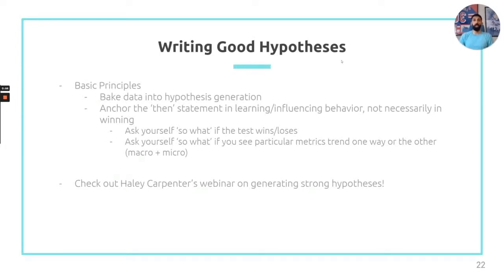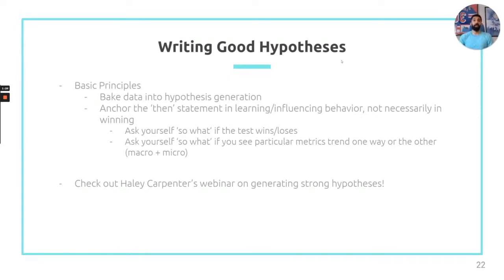The other thing I'll also say is think about behavior and how you're influencing behavior as you're thinking about these hypotheses and generating them. So as you do that, anchor the then statement in the learning and the influence of behavior, not necessarily in winning. So for example, if we add customer testimonials to the website, then we'll improve conversion rate. That's technically a hypothesis. That's not a particularly strong one.